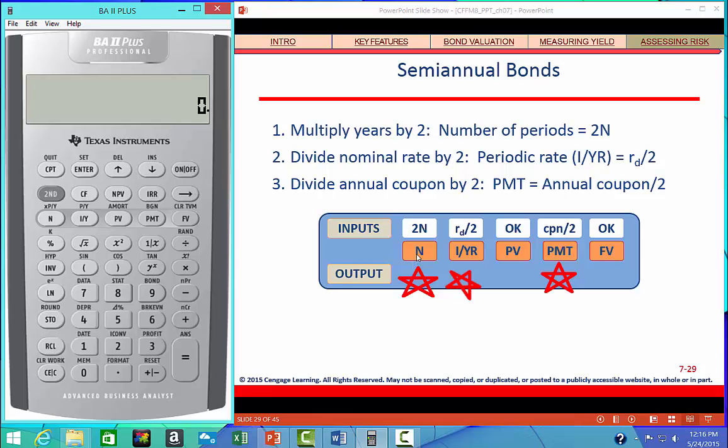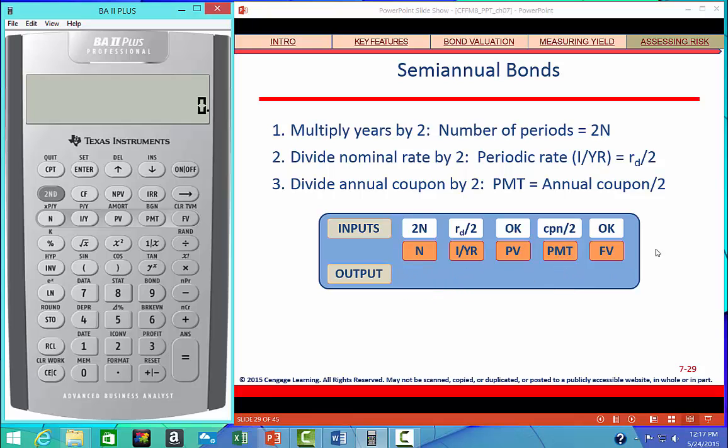So for N, if it's semi-annual, that makes it compounded twice more often. So you're going to multiply 2 times N, and the interest rate is going to be divided by 2 because it's an annual interest rate, but now we've got to make it a periodic rate. And the coupon payment is stated on an annual basis. So if it was a $90 coupon per year and it was semi-annual, then you would divide 90 by 2 and you get $45 every 6 months.